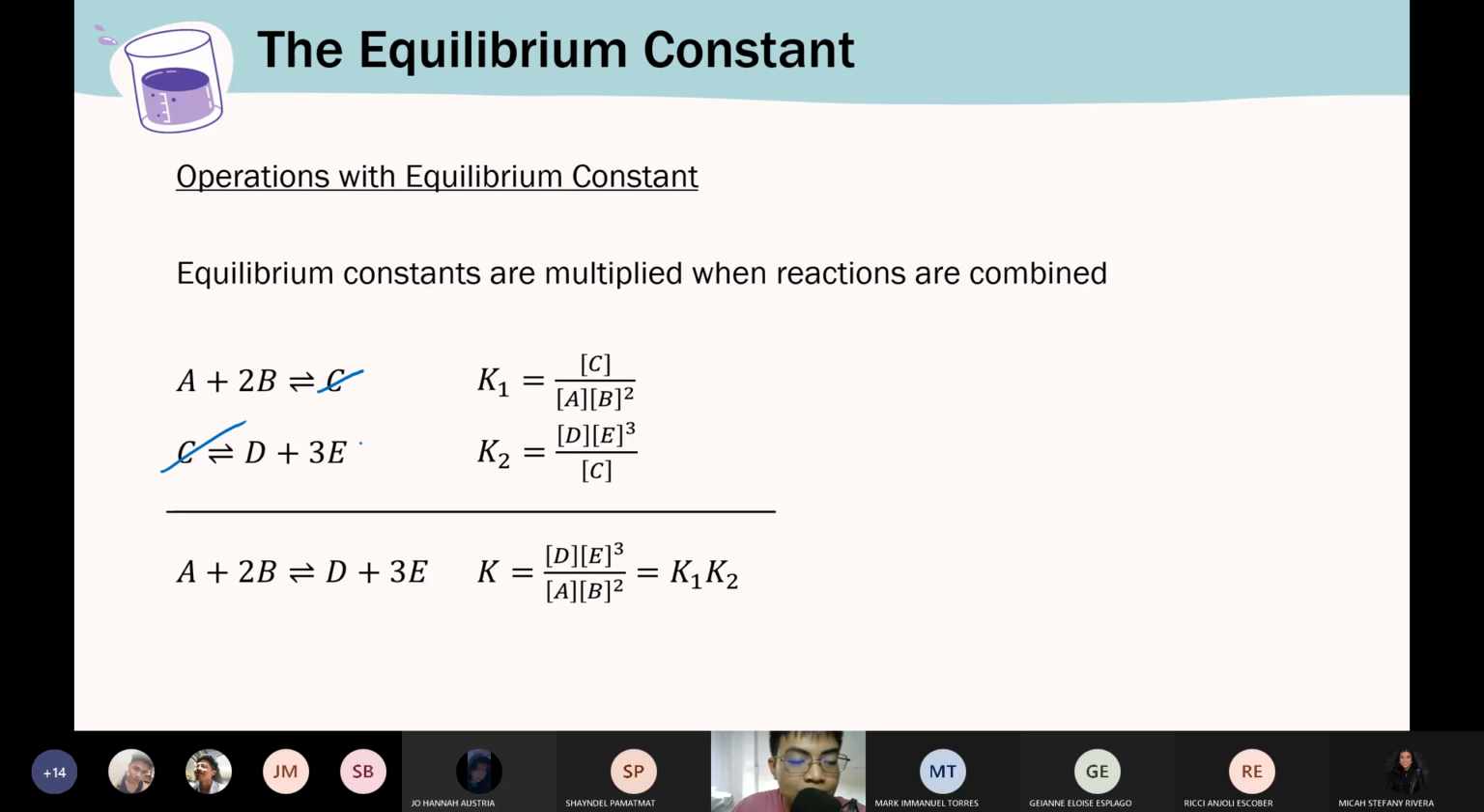Okay? So what will happen to the K? No? So you just multiply them. Yung C nawala siya because in the first equation, it's in the numerator. And in the second equation, it is in the denominator. So kaya nawala siya dito sa final natin. We call C as our intermediate na. So that is an intermediate na, yung concentration ng C.